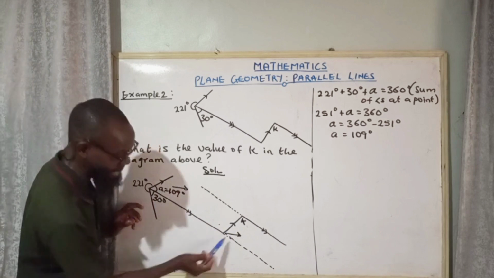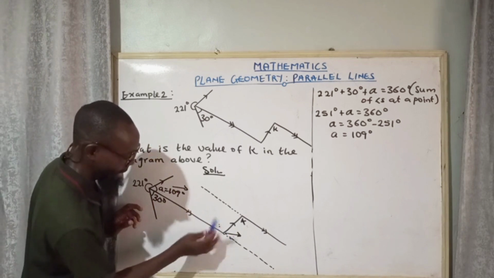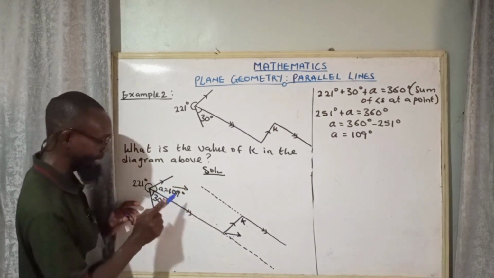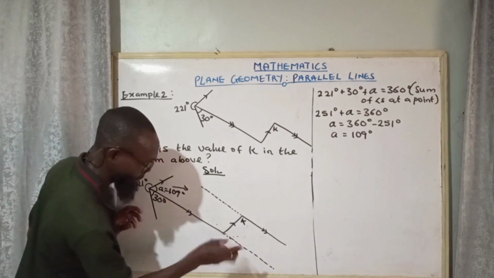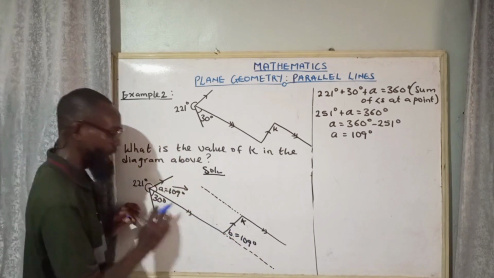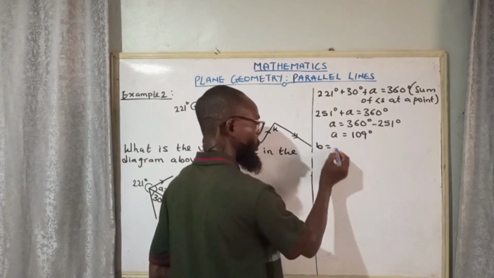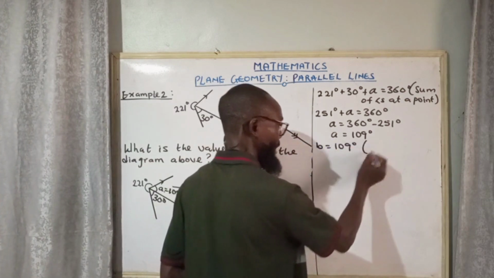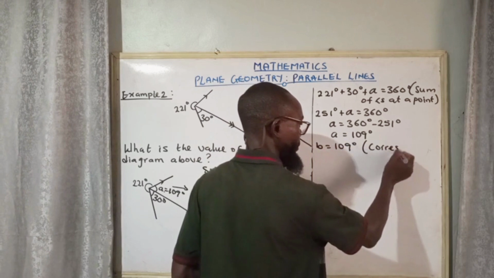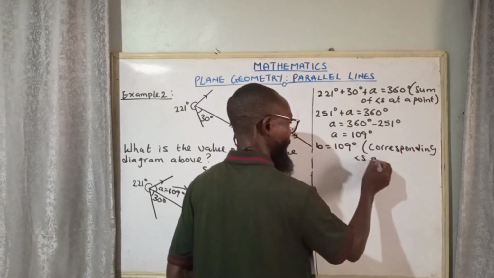But the first thing is, let me get the angle that is here. I sum it up to get the angle that is here. Now, since this one is 109 degrees, let me call this angle here angle B, which also equals 109 degrees. Reason: corresponding angles are equal. So B is equal to 109 degrees. Reason: corresponding angles are equal.